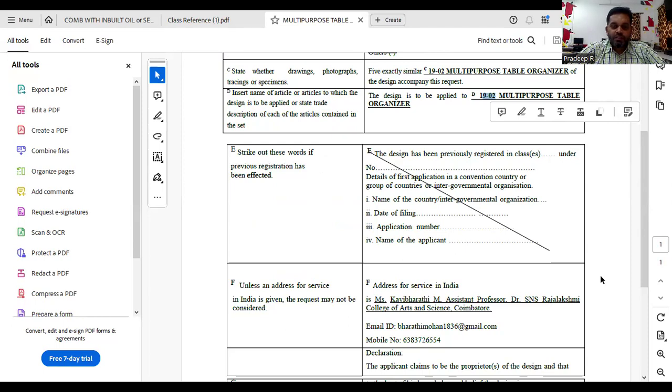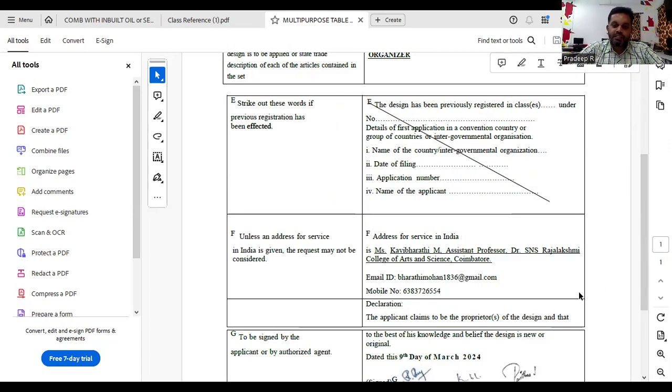Strike out all this. This does not apply to us because we never go for a claim which has already been registered by someone else. We never claim for that. If it is claimed, you have to mention the data here.